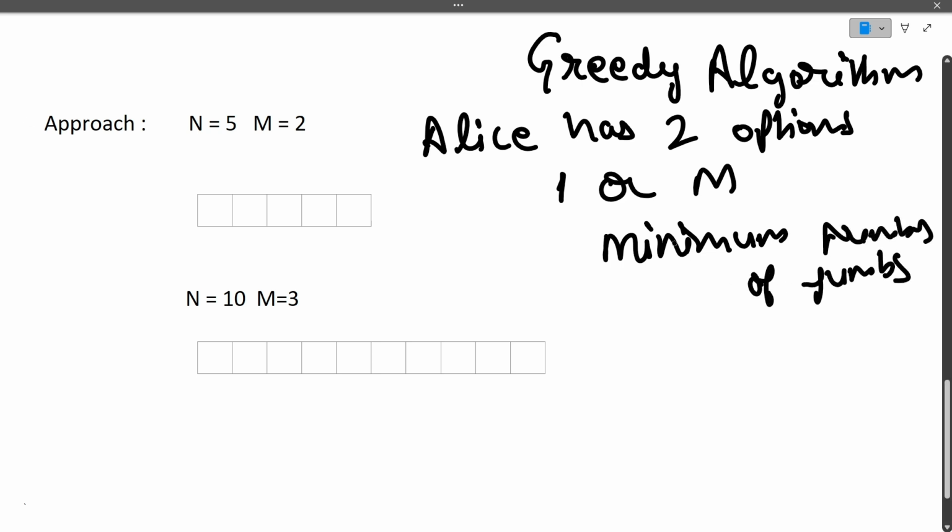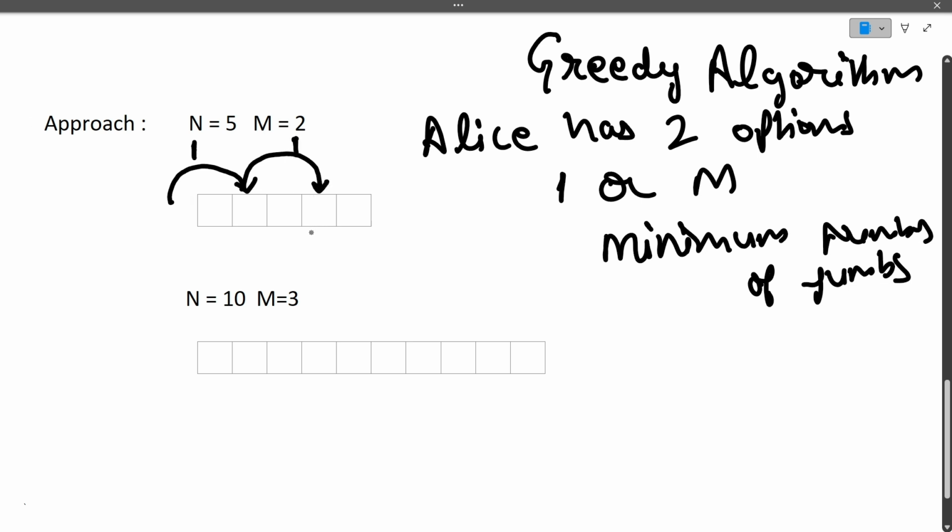So what we do, okay, we start with jumping m times. Here n is equal to 5, so 5 stairs are there, and m is 2. We start by jumping m times, that is we jump 2 stairs at a time. Okay, so this is one jump. Then again at this point we have two options, either we can take one or we can take m jumps. So again let's just take m jumps only. So m jumps again we take, we reach this stair. So again this is counted as one jump.